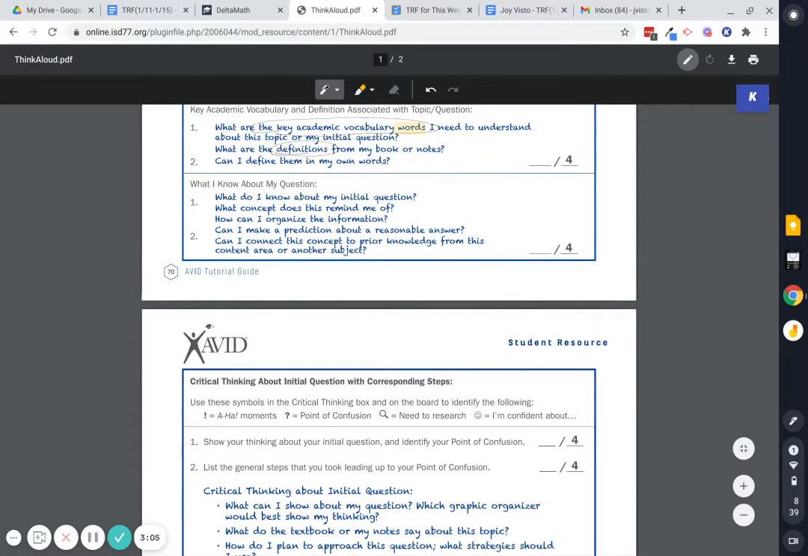What do we know about my question? What do I know? What concept does it remind me of? How can I organize it? Can I make a prediction about an answer? Right? Some of those triangle ones, maybe you can make a prediction about what the answer is going to be. Can I connect this to prior knowledge, right? Can I connect my insight on things that are happening in world history to stuff we already talked about this year, right?